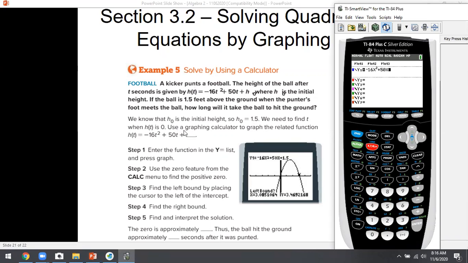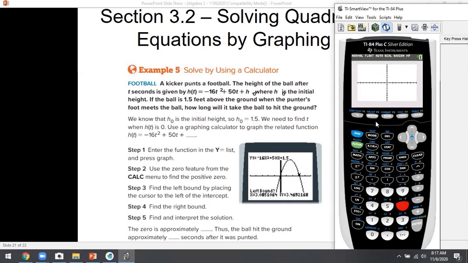And the initial height, they say H naught, this H with a little 0 under it, is the initial height. The ball is 1.5 meters above the ground. So the starting height must be 1.5. So setting up this problem right here.